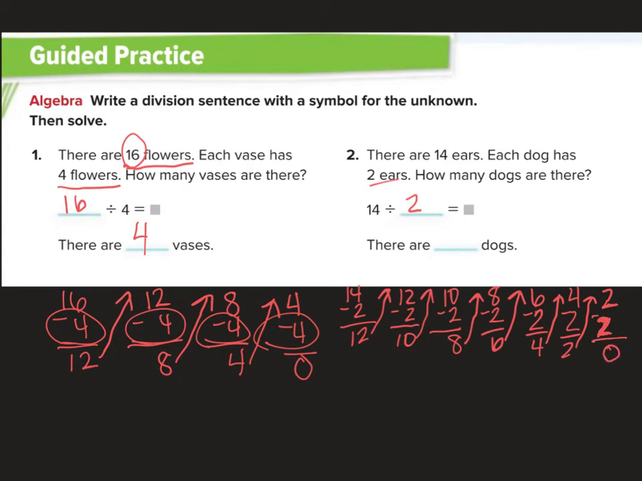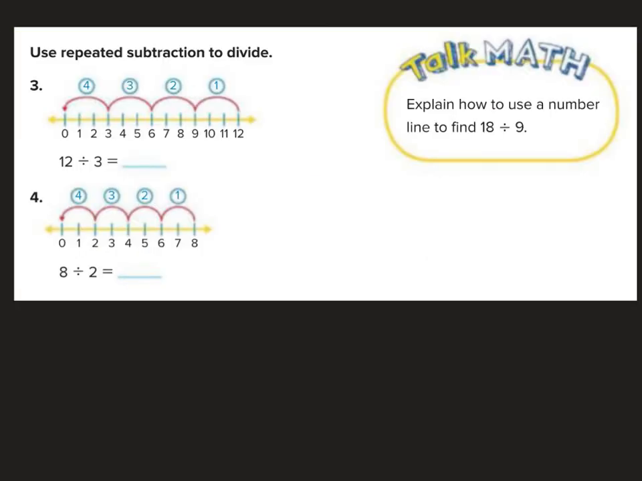How many times did I subtract 2? 1, 2, 3, 4, 5, 6, 7 times. So 14 divided by 2 is 7. Okay, this must still be the same page. Use repeated subtraction to divide. So if I start at 12, go down to 9, 6, 3, 0. I subtracted 3 4 times, so 12 divided by 3 is 4.